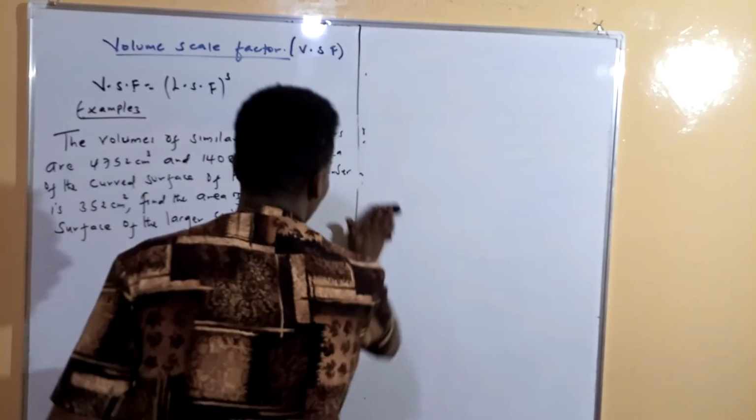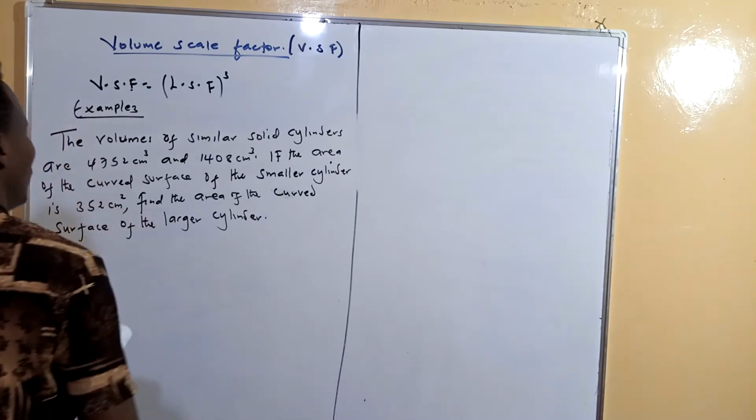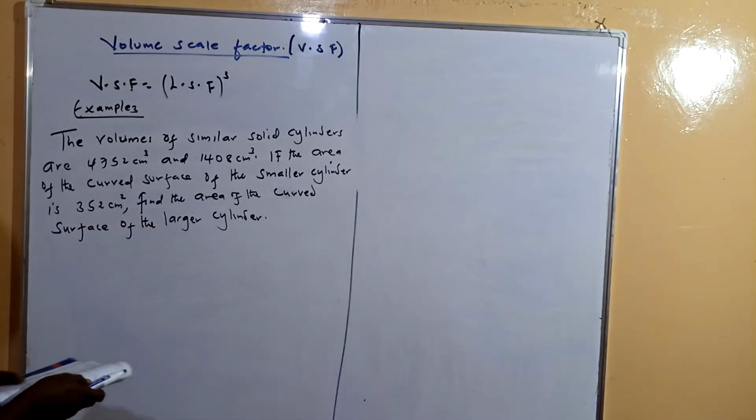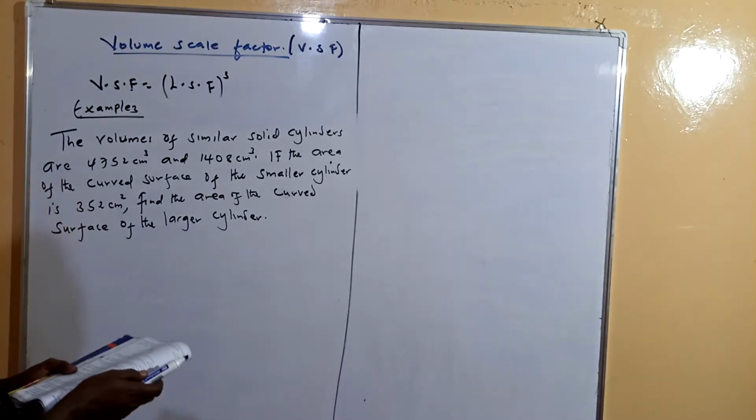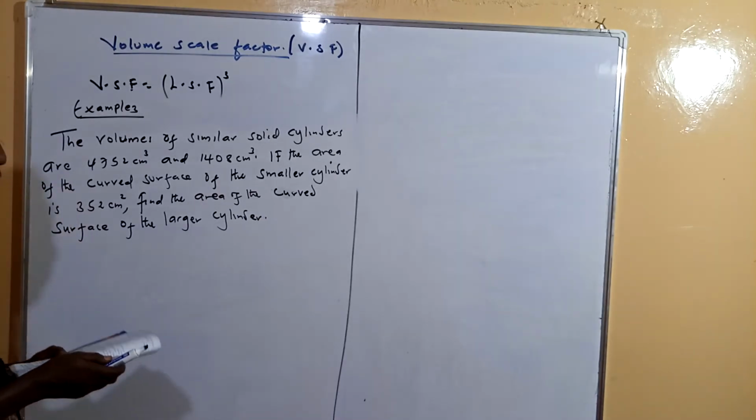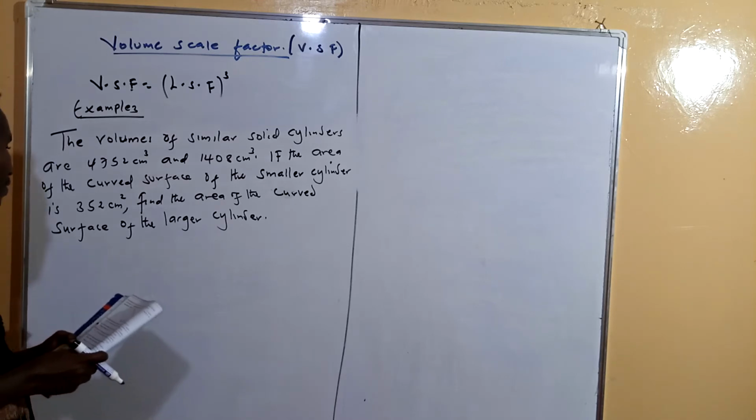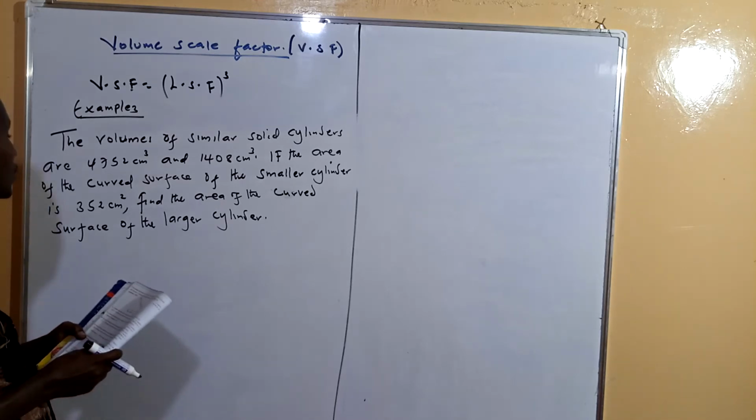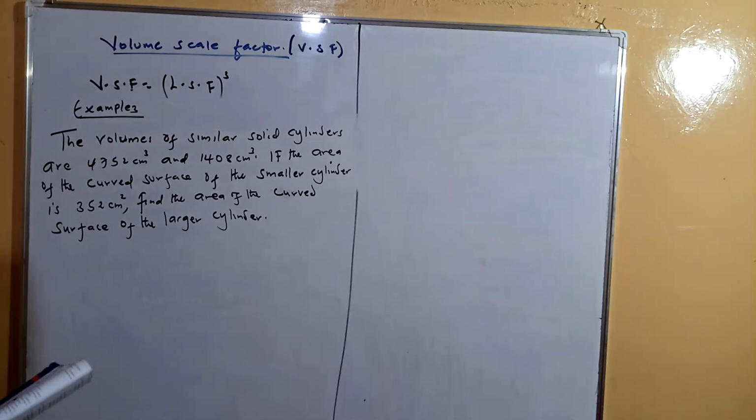Let's go to the question and understand the nature of the question first. We are told the volumes of two similar solid cylinders are 4752 cm³ and 1408 cm³. If the area of the curved surface of the smaller cylinder is 352 cm², find the area of the curved surface of the larger cylinder.